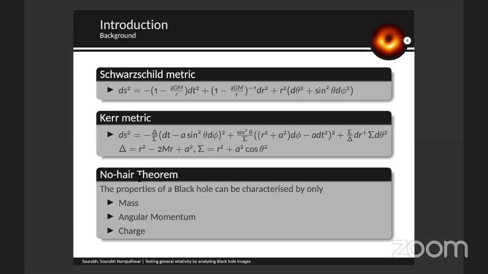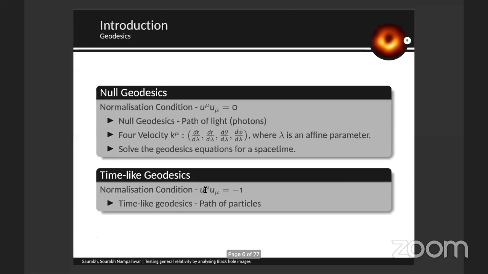Now, after many years, there was this very basic theorem, the no-hair theorem, which actually states that the property of a black hole can be characterized by only three properties, which are referred to as hairs, basically. One of which is mass, second is angular momentum, and the third one is charge. So for our work, we basically neglect charge. We do not take charge into that much effect, but we just take mass and angular momentum, as these are the most important properties as of now. And this whole thing that I'm talking about is in the realm of general relativity.